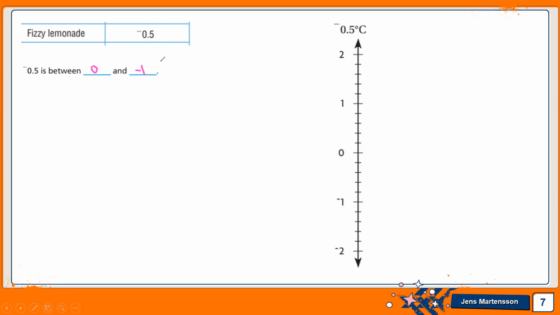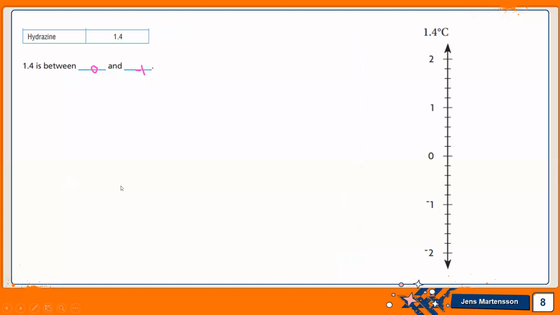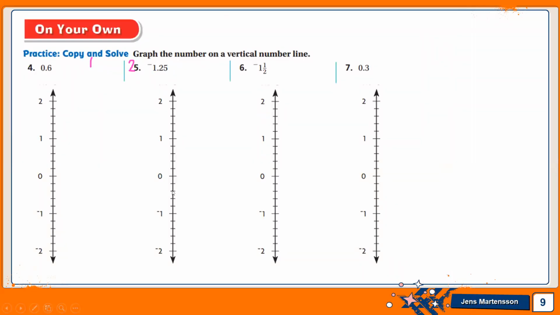Some of you ask, teacher, how can I know which two numbers? Let's see here. It is 1 and something, 1.4, which means 1 and 0.4. So you will start with 1, and then write the number that is next, which is 2. So 1.4 is between 1 and 2. Now, negative 0.5 is between what? 0 and negative 1.